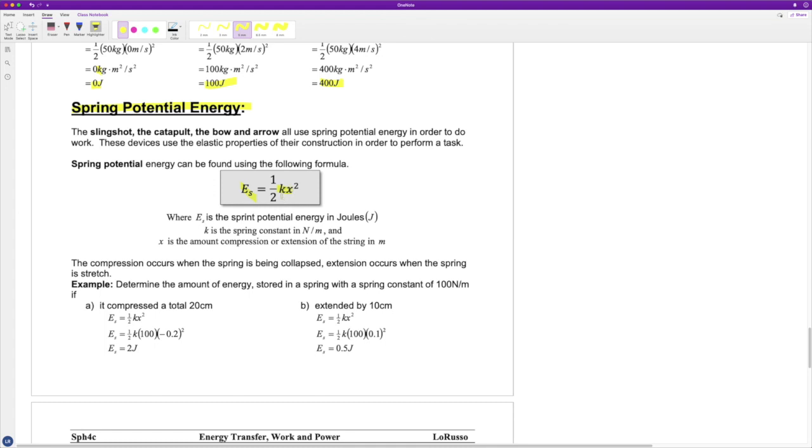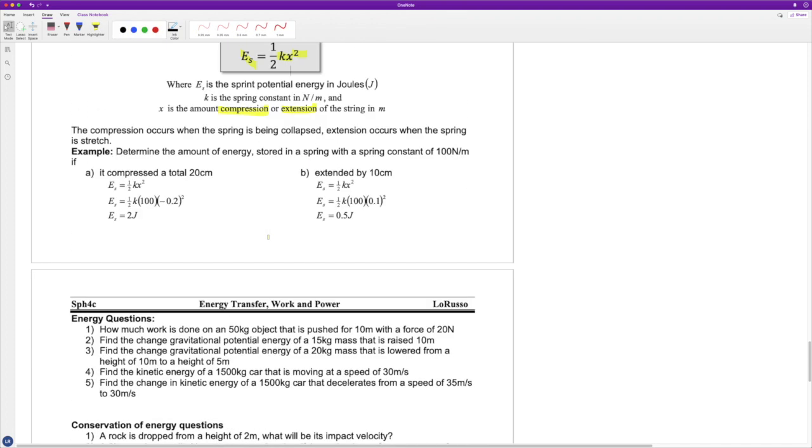And X represents the distance that you either compress the spring from its natural state or the additional stretch. So it's either the amount of compression or the stretch, which is also known as the extension. So if you're compressing it, negative number. If you're extending it, it's a positive number. Doesn't really make a difference though, because when you square it, it makes a positive anyway. So this is the energy associated with a spring. So let's do an example.